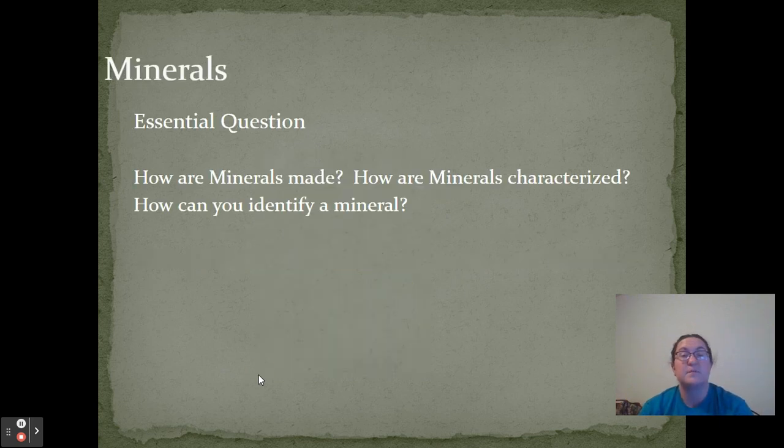Minerals. Some of the essential questions to talk about: How are minerals made? How are minerals characterized? And how can you possibly identify a mineral?